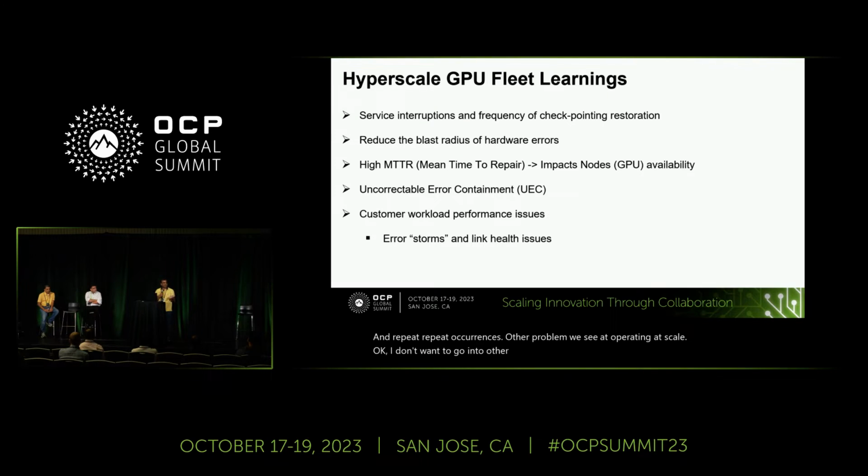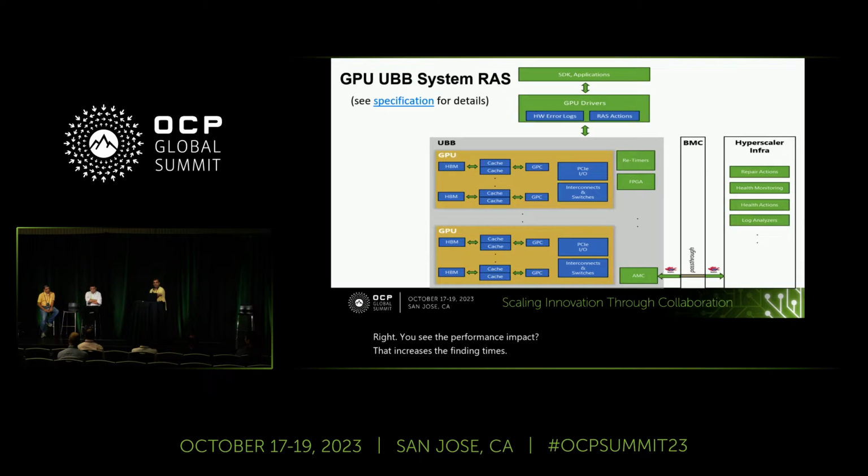There is error containment to avoid silent data corruptions. Also, these errors can cause custom workload performance impact. If you have a storm of errors, or links, let's say PCI links, get downgraded in speed or width, you see a performance impact that increases the training times. Having put all these problems together, we'll go into what the scope of the contribution is.